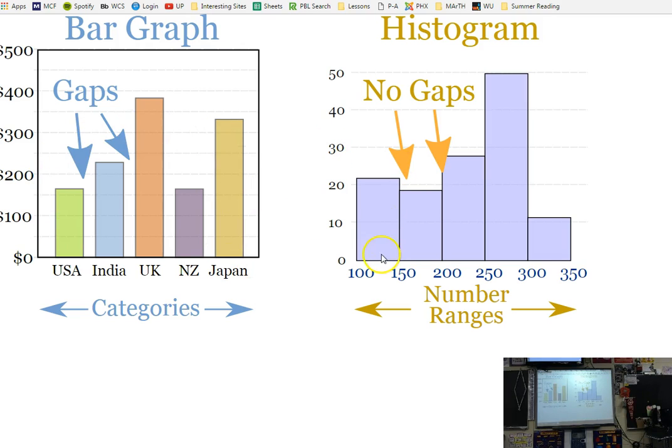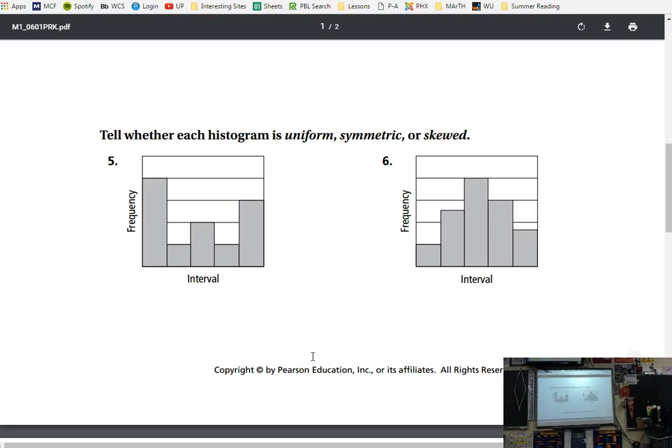That's the big difference. Histograms are used to represent numerical ranges, and then the frequency within that numerical range. I like that image. I'm going to keep that image up.